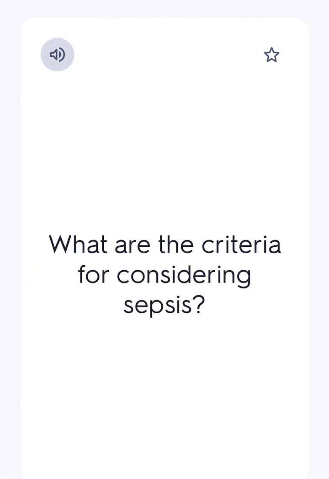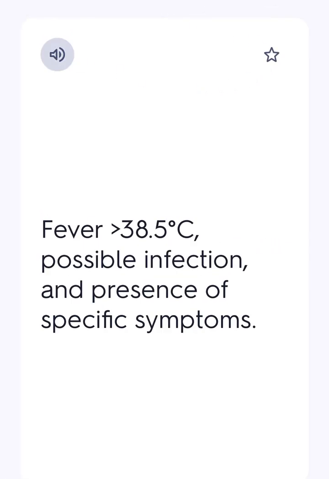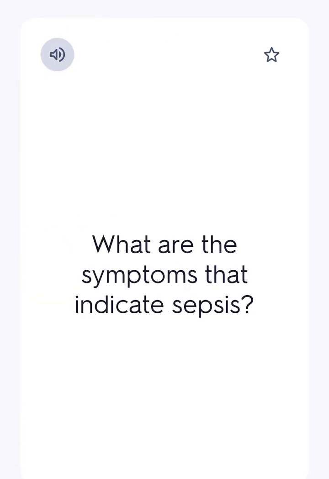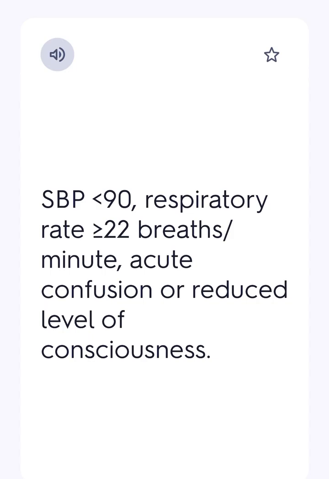What are the criteria for considering sepsis? Fever greater than 38.5 degrees Celsius, possible infection, and presence of specific symptoms. What are the symptoms that indicate sepsis? SBP less than 90, respiratory rate greater than or equal to 22 breaths/minute, acute confusion or reduced level of consciousness.